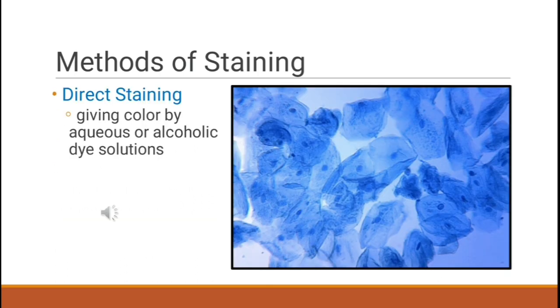The first method of staining is direct staining. It is defined as the process of giving color to the sections by using aqueous or alcoholic dye solutions. In simple or direct staining, only one dye is used, which is washed away after 30 to 60 seconds prior to drying and examination. Methylene blue is a classic example of a simple stain. So this blue stain will color all the cells blue, making them stand out against the bright background of the light microscope. Shown in the picture is our methylene blue staining our squamous cells of the buccal cavity.